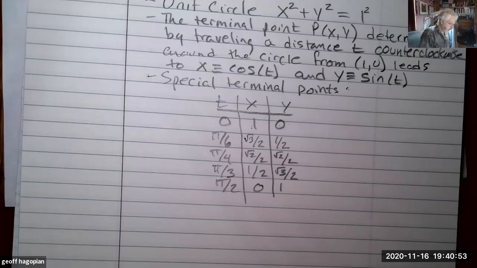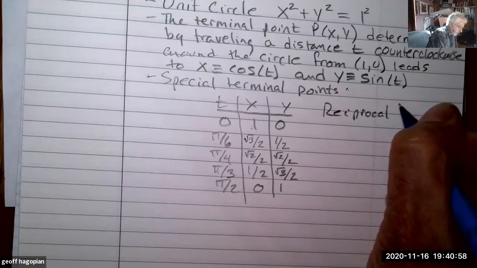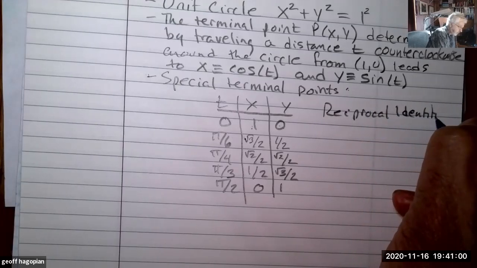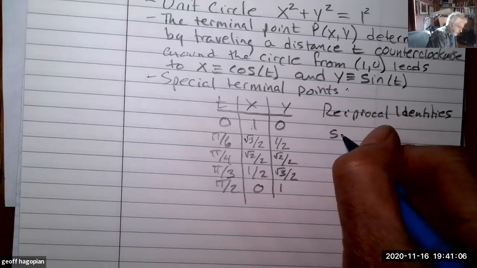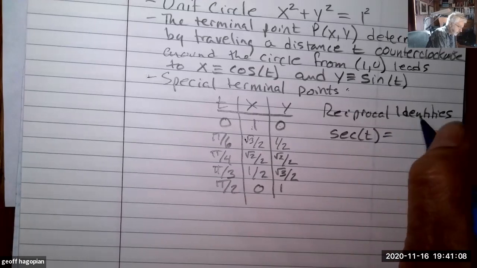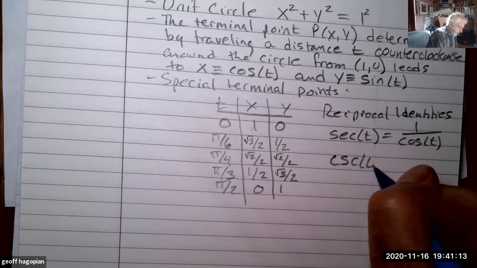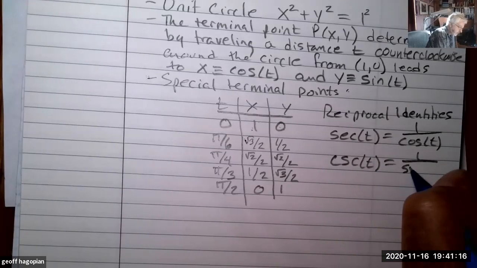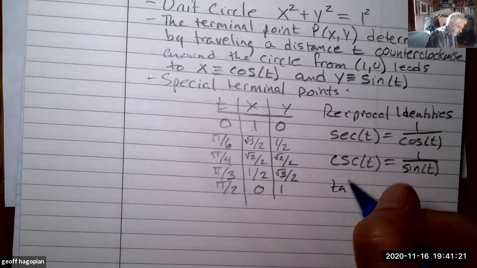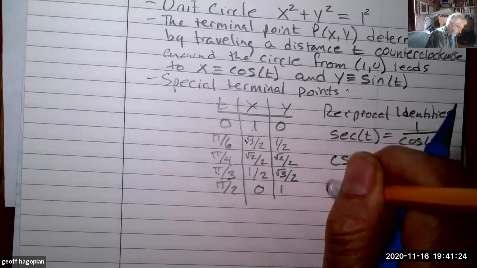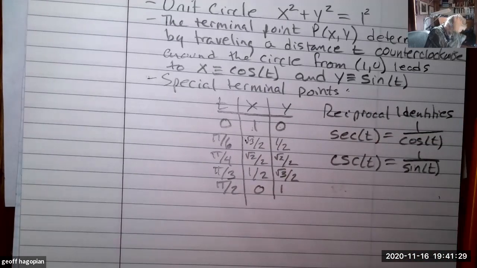We have the reciprocal identities. Secant of t is the reciprocal of cosine. Cosecant of t is the reciprocal of sine. And tangent, well, I guess cotangent, right? We haven't really brought up what tangent is. Tangent is the ratio of y to x, right?